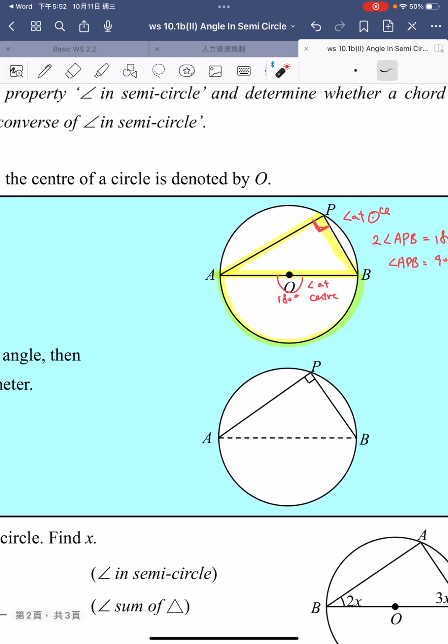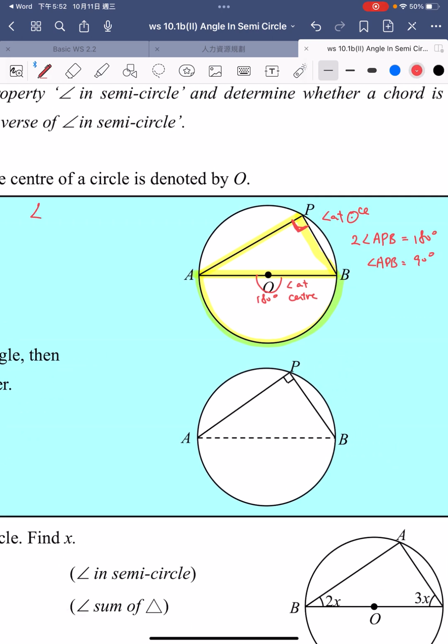So I write it again. Angle in semicircle means if AB is a diameter, then the angle APB is 90 degrees. First of all we have a diameter, then we have the 90 degrees.